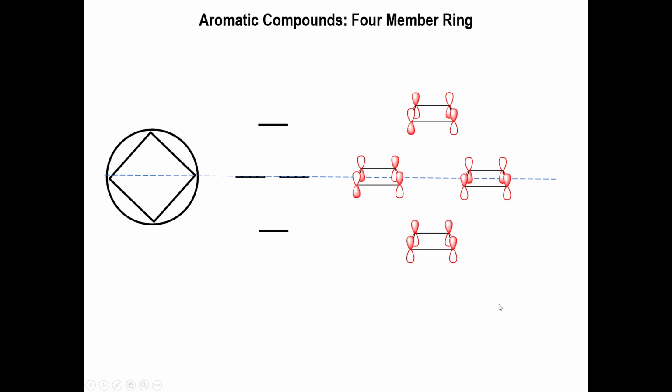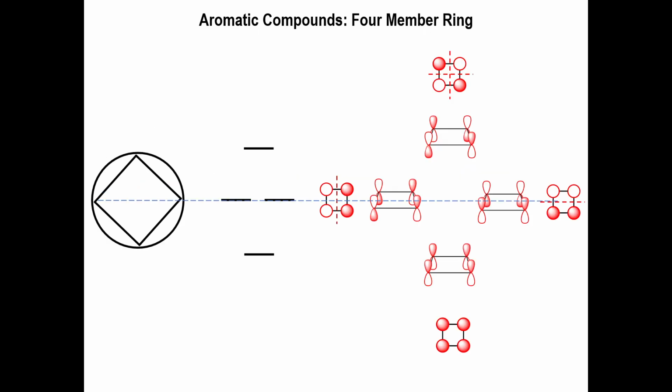And like I mentioned before, it is easier to look at these diagrams from the top-down view, so that you don't have to deal with both lobes of the p orbital. So a better way to look at it is just from that point of view, the top-down view.